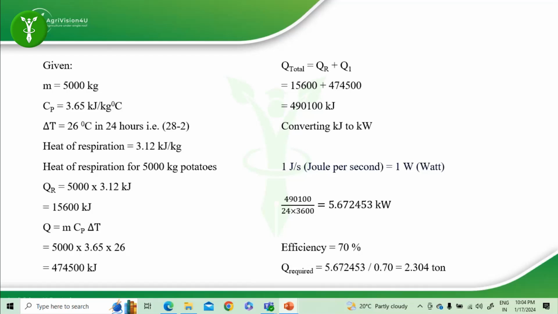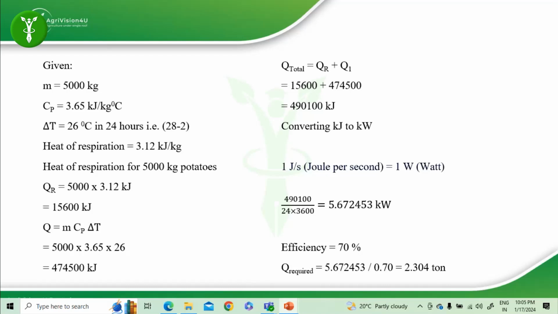We have been provided with the value of M. The mass is 5000 kg of potato. The value of Cp, specific heat capacity, is 3.65 kilojoule per kg degree Celsius. The temperature difference, del T, is 26 degrees Celsius. Because the potatoes are being cooled from 28 degrees Celsius to 2 degrees Celsius during storage, what will be the del T? 28 minus 2, that is 26 degrees Celsius.